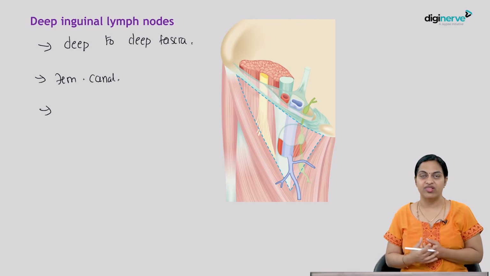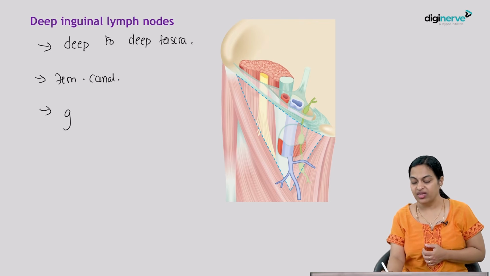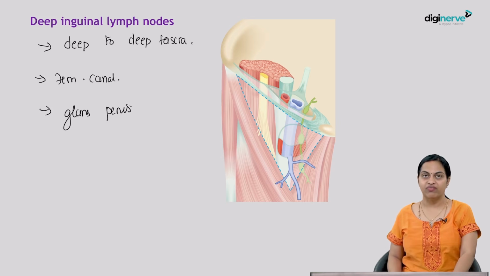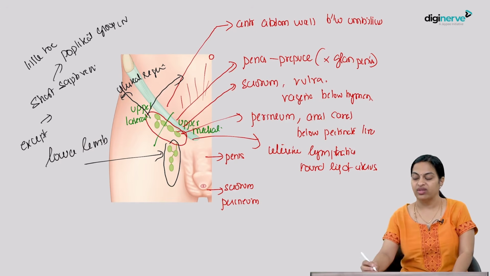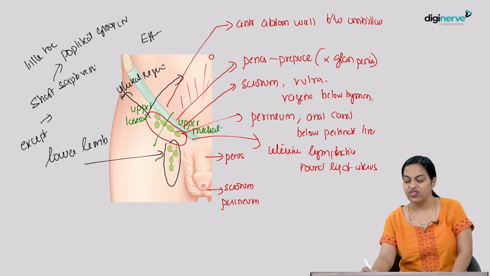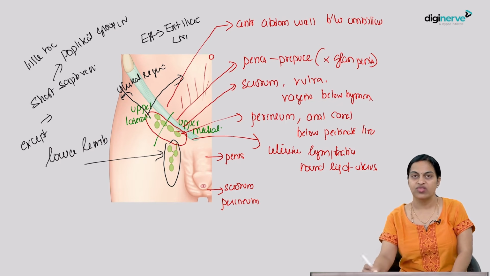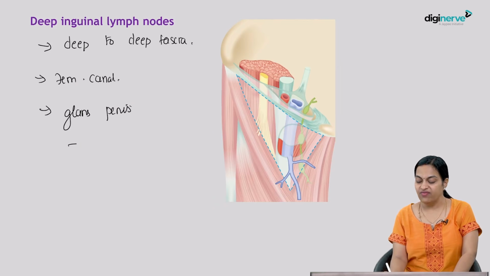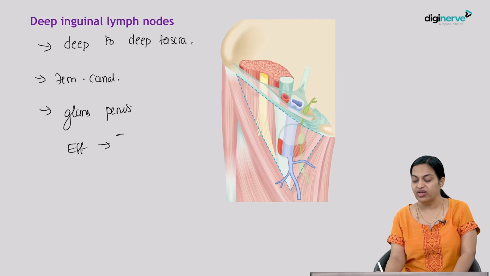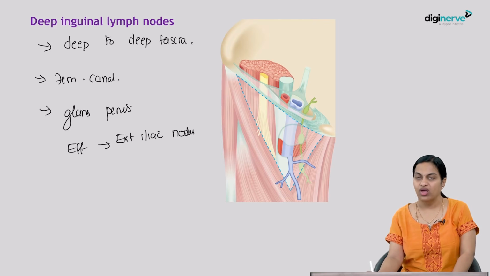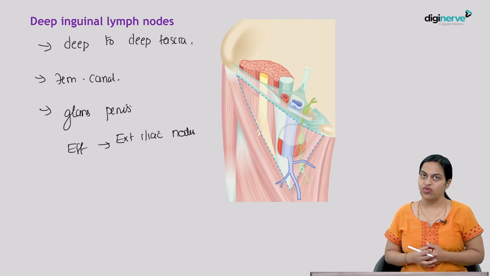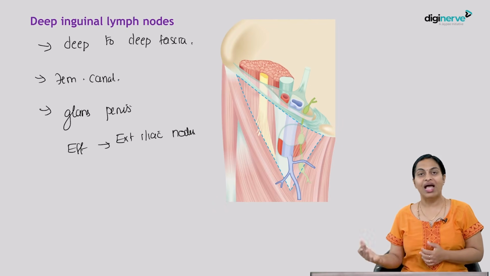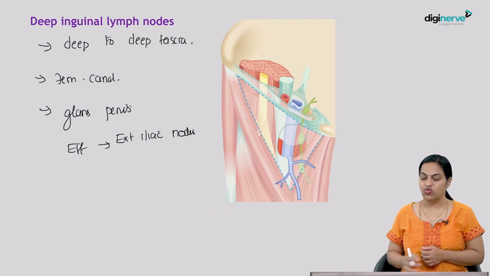The femoral veins, all that. And especially the glans penis will drain into the deep inguinal lymph nodes. The efferents of the superficial inguinal lymph nodes will pass to the external iliac lymph nodes. Similarly, the efferents from the deep inguinal lymph nodes will also pass to the external iliac nodes. A few lymphatics from the superficial inguinal lymph nodes can drain into the deep inguinal lymph nodes.